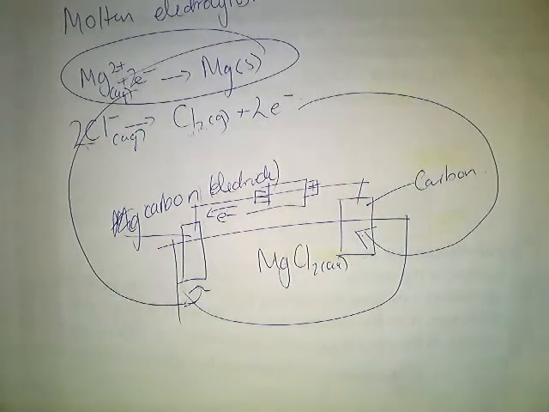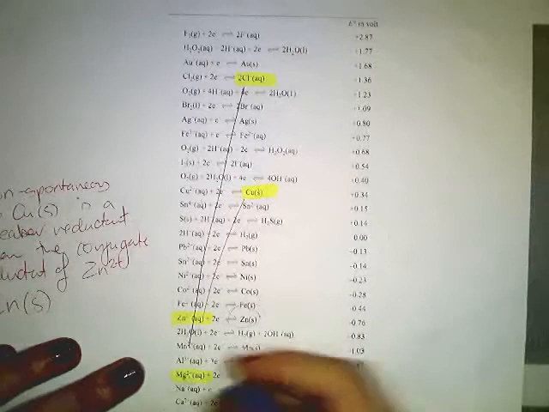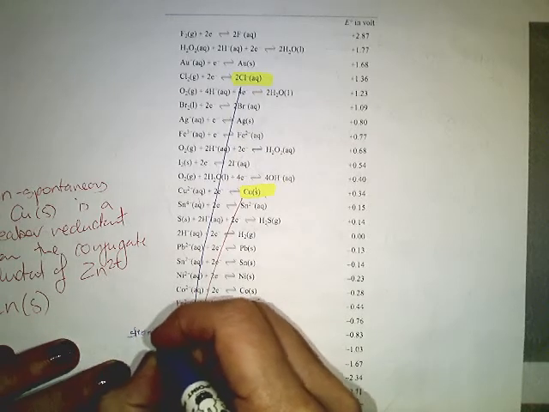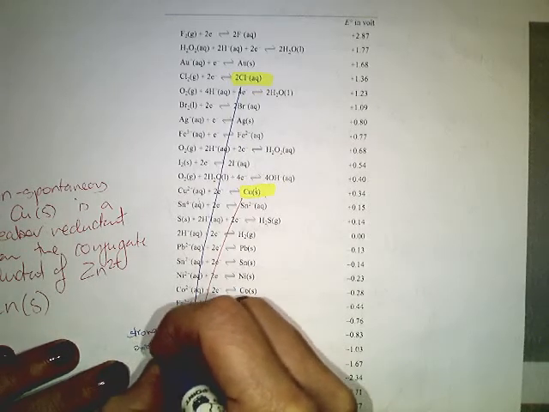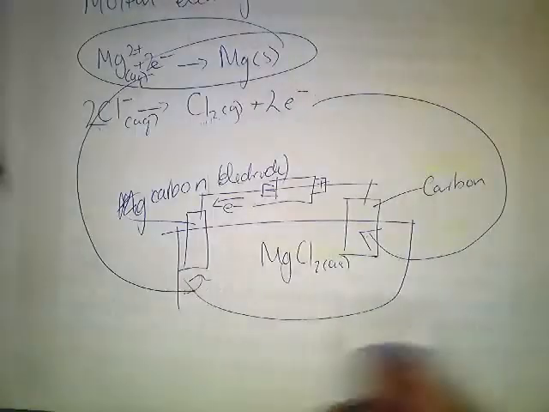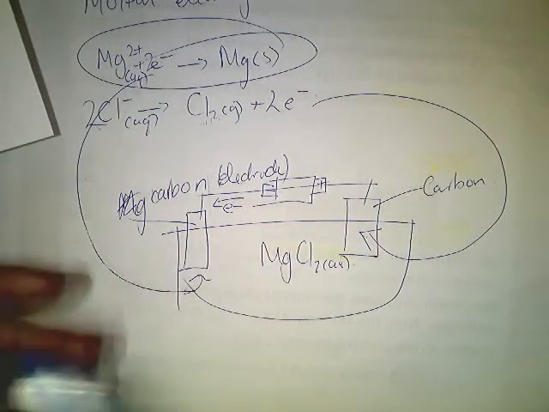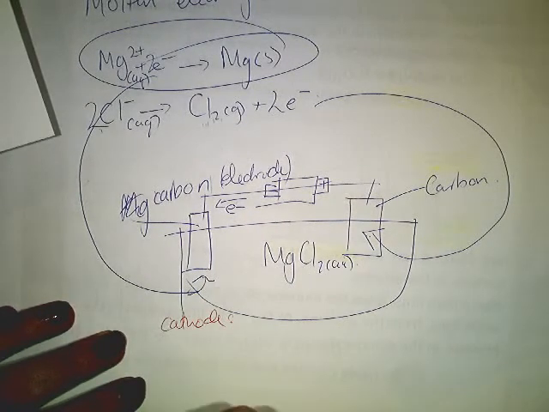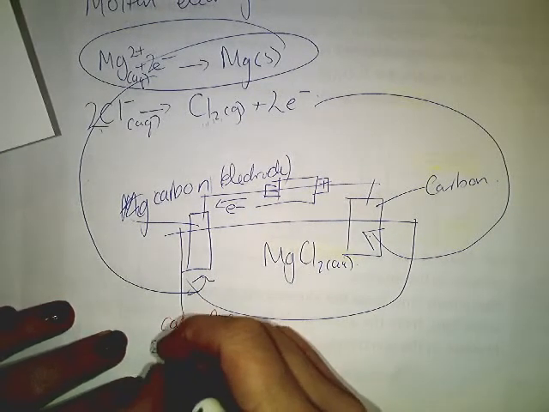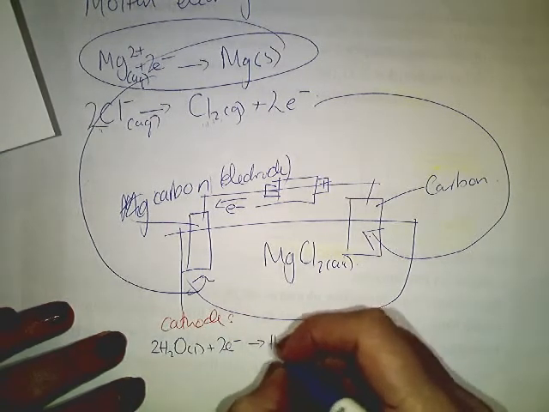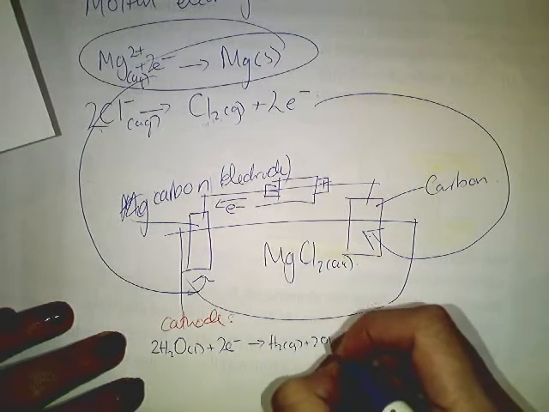The only problem with that, if you have a look at this, is that water is also going to be present, and it's going to be competing. Now, water is a stronger oxidant than magnesium. So in fact, you get the reduction of water at the cathode. So this is the cathode, and the half reaction will be 2H2O plus 2 electrons produces H2 gas plus 2OH negative.